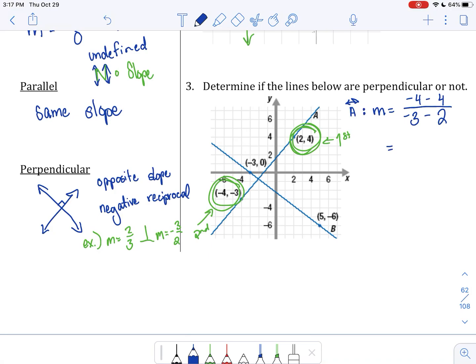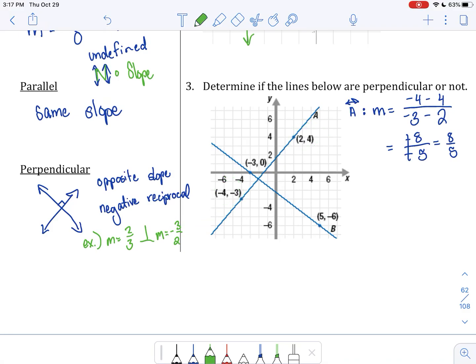-4 minus 4 is -8. -3 minus 2 is -6. And so what I will do there, oh, not -6, I apologize. That is -5. Goodness me. Then what I'll do is just cancel out those negatives, and it's 8 over 5. Now the question is, is the slope of b negative 5 over 8? Well, we'll have to see.